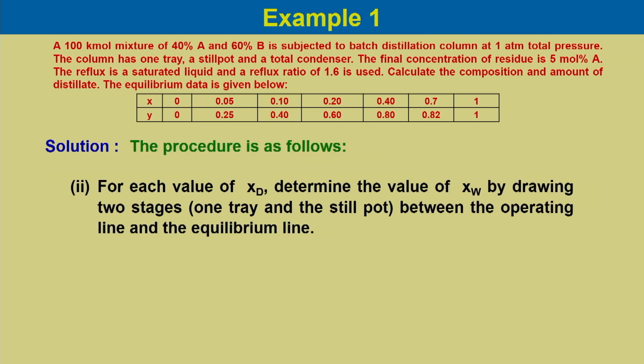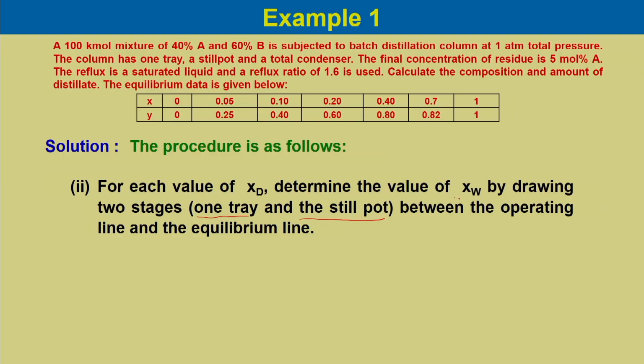For each value of xd, determine the value of xw by drawing two stages, one tray and the still pot, between the operating line and the equilibrium curve. So, we have one tray and one still pot. If from the operating line to the equilibrium curve we plot two stages, then we can get the value in the still pot, which is xw. So, for a particular value of xd, we can calculate xw.